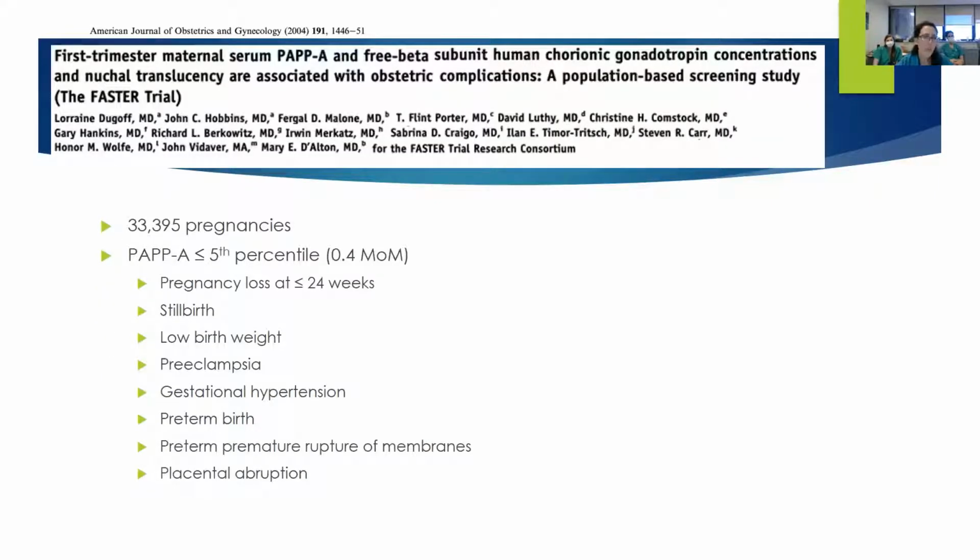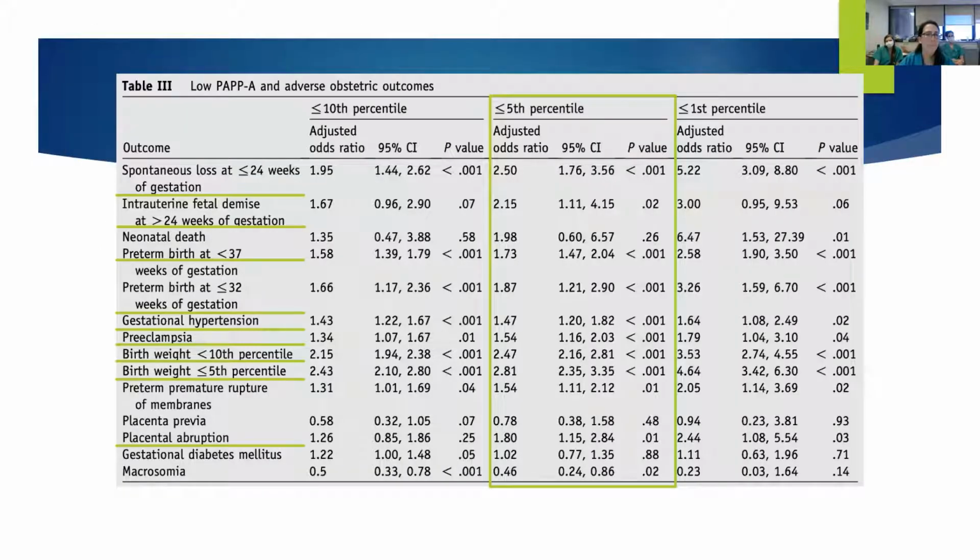So this is the FASTER trial in 2004. It includes around 33,000 pregnancies, and PAPA less than the 5th percentile, which is 0.4 MOMs, was related with all of these outcomes that we're going to see in the next slide.